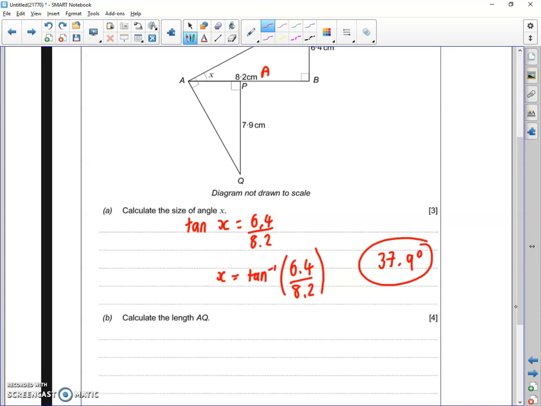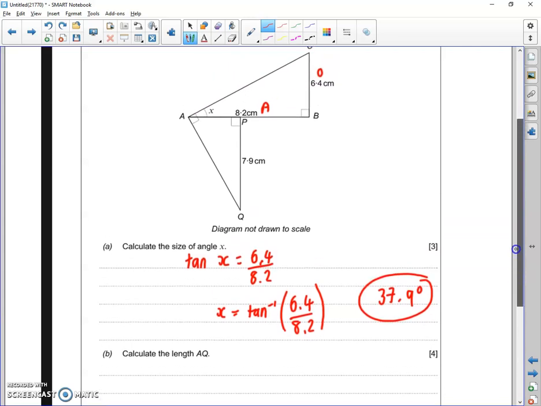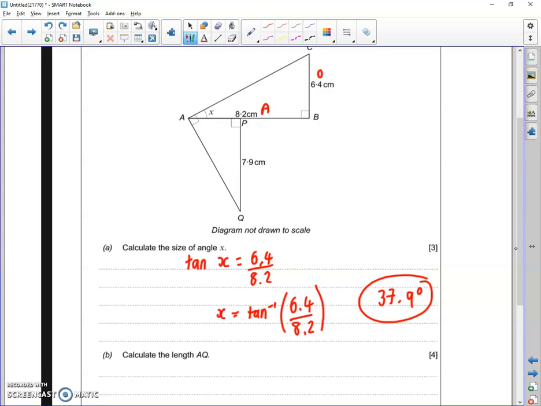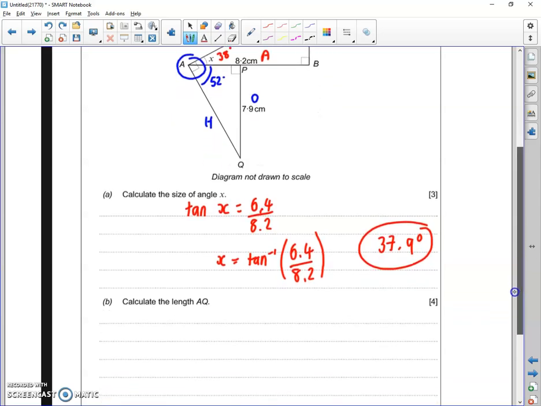Part B, calculate the length of AQ. Okay, so to do that then, we're going to have to put in the missing angle on the bottom triangle, and it's small, but there is a little right angle symbol in there. We've just calculated that this top angle is 37.9, I'll call it 38. So our bottom angle, if it's got to make a right angle, must be 52. We've got the opposite side already. We're supposed to be working out A to Q, which is the hypotenuse. So this is a sine question now.